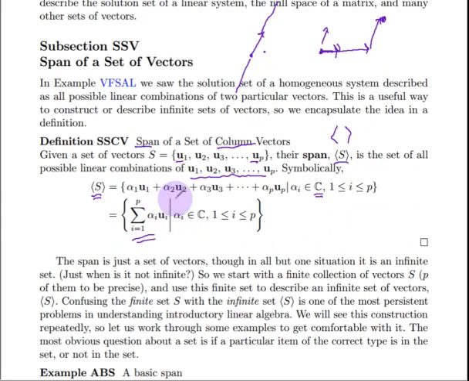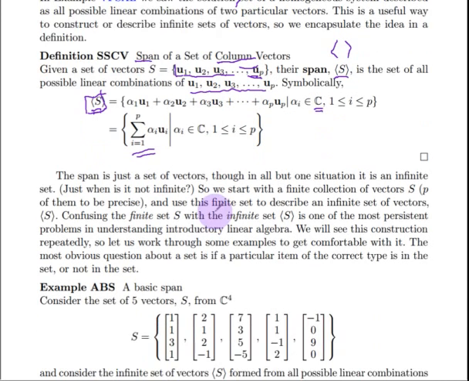Okay, so every different alpha is going to generate a different vector. So the set of all possible linear combinations gives me a set of vectors. One important point is that usually this set S is finite. In this case, this S has p vectors. However, the span of S has an infinite number of vectors. In the same way, if you take a single vector, its span is an infinite number of vectors, any multiple of that single vector.